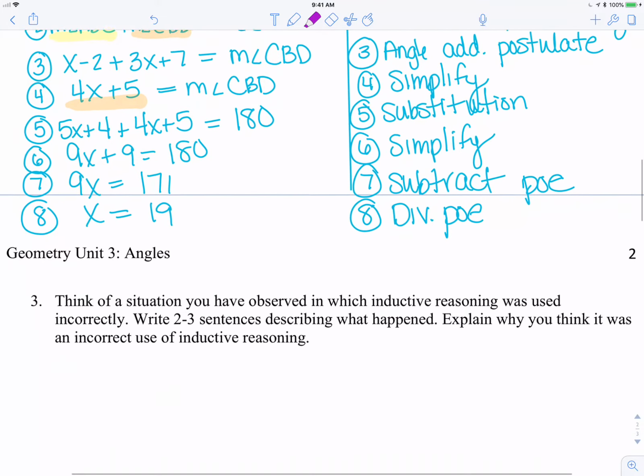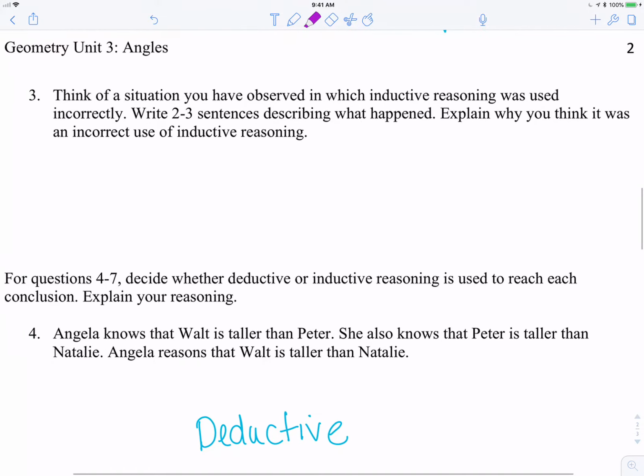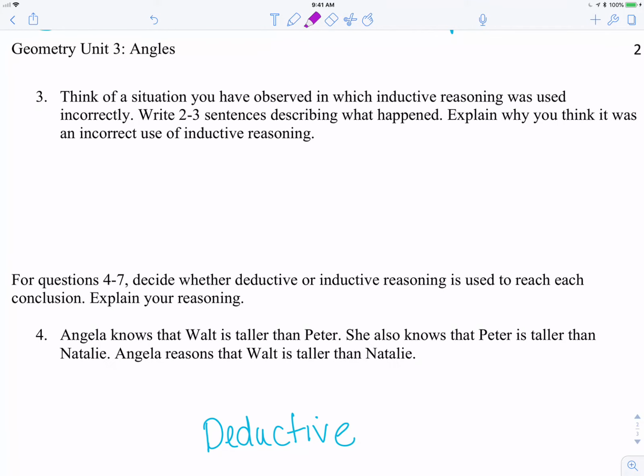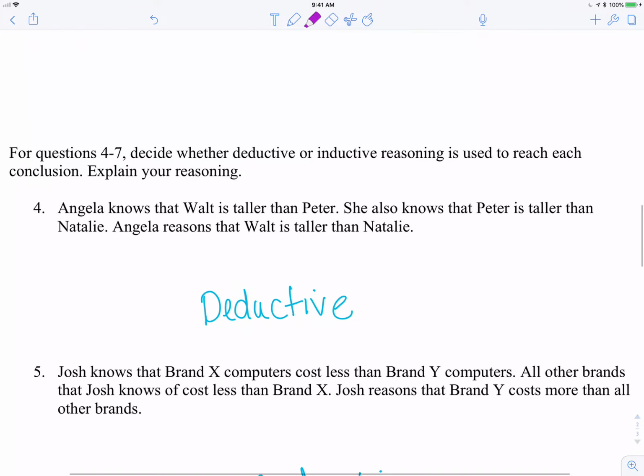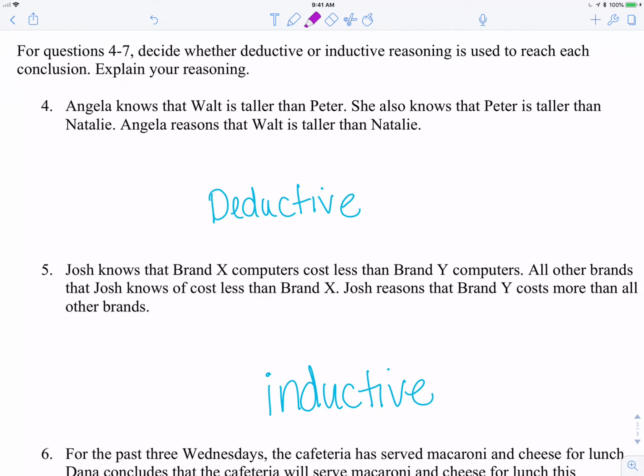Alright, back side. At number 3 we can talk about situations when I get back, because that's going to be different for every person. Number 4 is an example of deductive reasoning. It's actually using the properties of inequalities to make that logical conclusion.